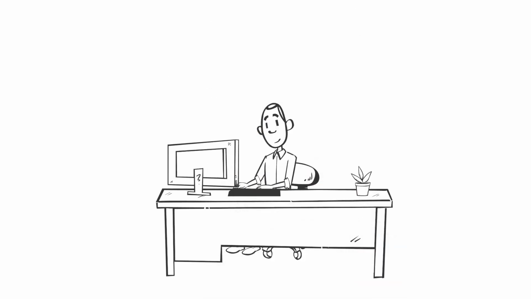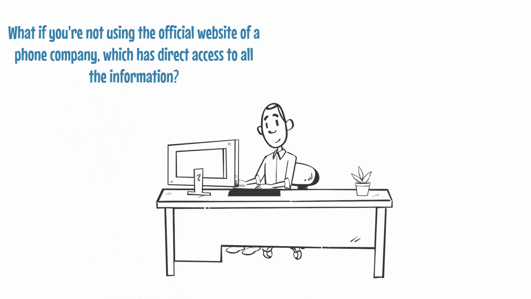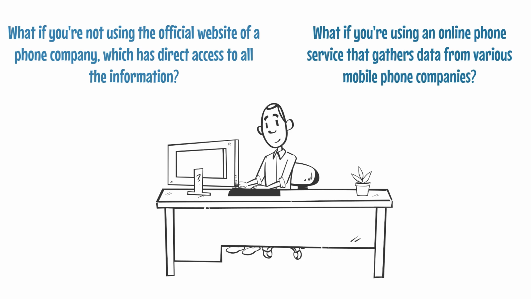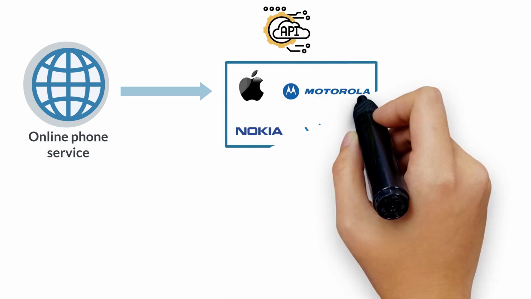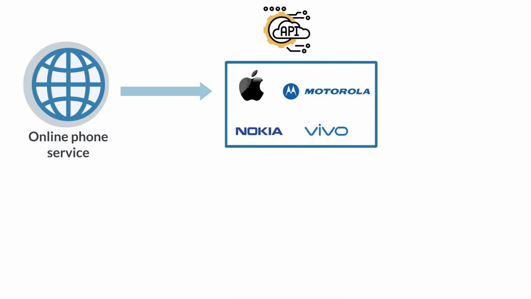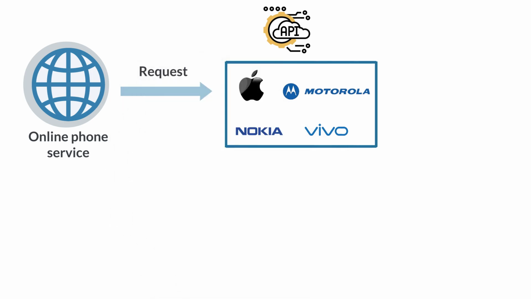But wait a minute. What if you're not using the official website of a phone company, which has direct access to all the information? What if you are using an online phone service that gathers data from various mobile phone companies? In this case, the online phone service interacts with the APIs of different mobile phone companies. These APIs act like special messengers that can talk to each company's system. When you search for a specific phone model, the online phone service sends a message to each company's API, asking for the details you want, like the features, prices, and availability.